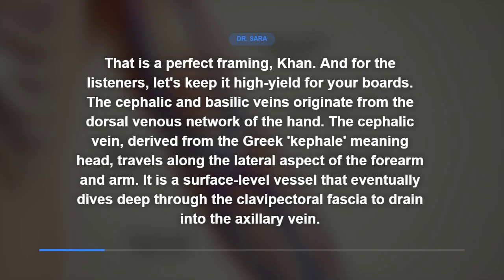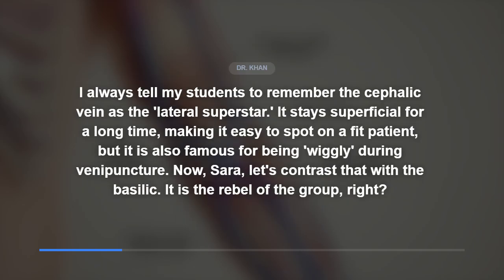The cephalic vein, derived from the Greek kephale, meaning head, travels along the lateral aspect of the forearm and arm. It is a surface-level vessel that eventually dives deep through the clavipectoral fascia to drain into the axillary vein. I always tell my students to remember the cephalic vein as the lateral superstar. It stays superficial for a long time, making it easy to spot on a fit patient. But it is also famous for being wiggly during venipuncture.